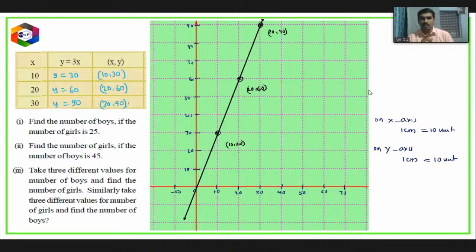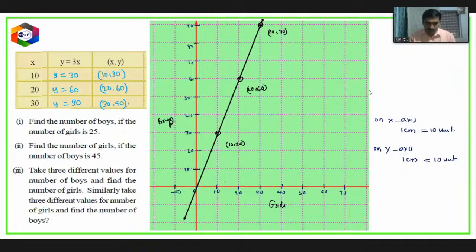Let us observe, children. Find the number of boys if the number of girls is 25. Actually, the x value we have taken is girls. That means on x-axis the number is girls, and on y-axis the number is boys. So x is taken as girls and y is taken as boys. That's why it is the x-axis value. Now observe that. Find the number of boys if the number of girls is 25. 25 is here.